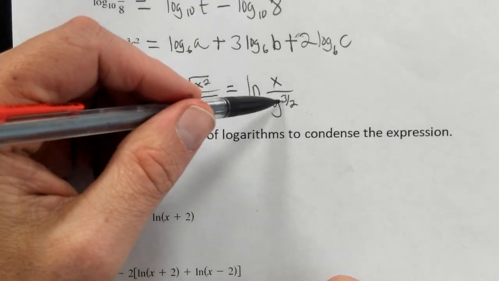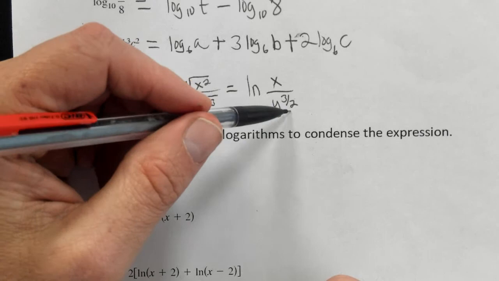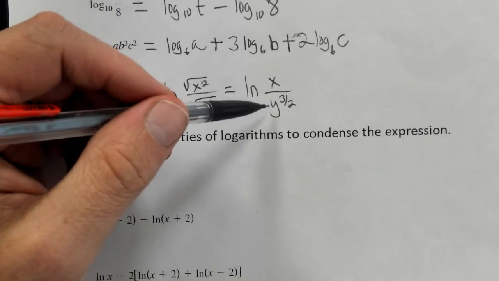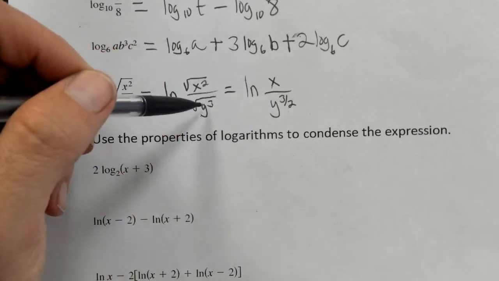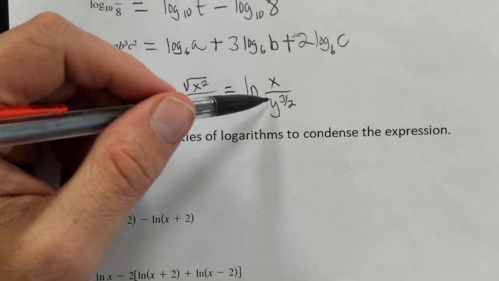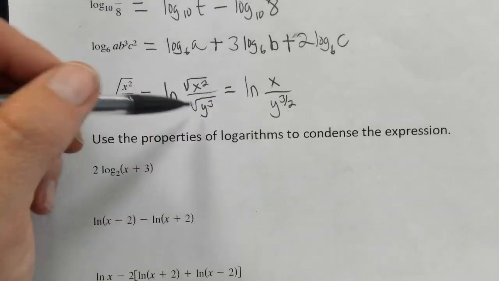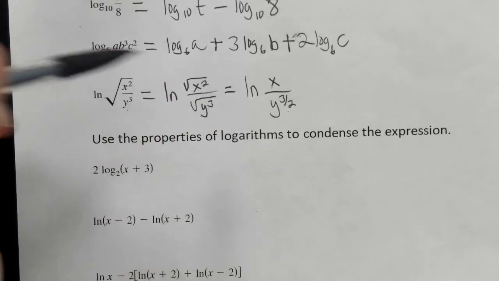The top of the exponent is the power. The bottom of the exponent is the root. So this would be like the square root of y to the third is the same as y to the 3 over 2 power. Whatever root you're taking goes to the bottom of the fraction.